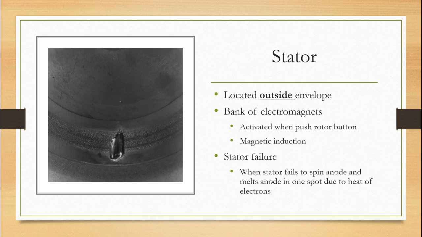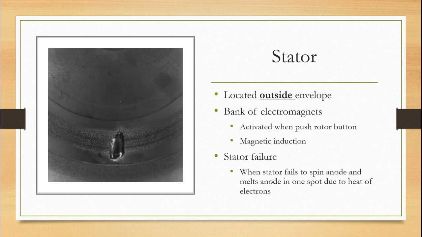All right, so the stator is located outside the envelope. There's a bank of electromagnets. When you activate the rotor, you get magnetic induction. It starts to spin the anode, okay? So the stator is on the outside. When the stator fails, the anode doesn't spin anymore.